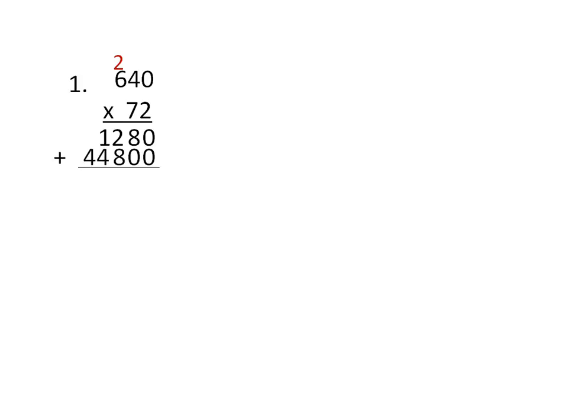We add the columns together, and that will be your total. Make sure you add correctly. Put a comma so you can read the numbers. 46,080. Next one is a 3-digit times a 3-digit. We have 432 times 375.